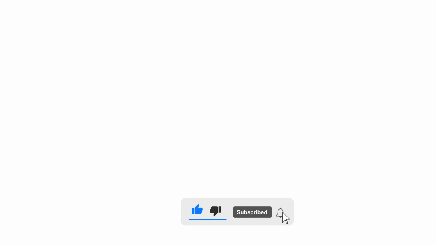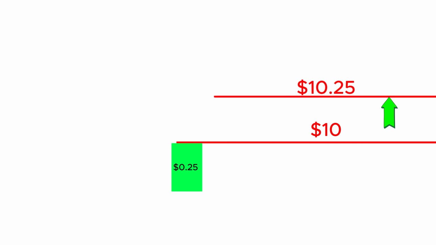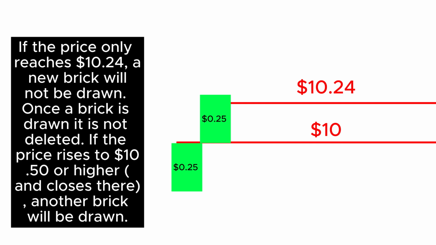For the stock example, assume a stock is trading at $10 and has a 25-cent box size. If the price moves up to $10.25, a new brick will be drawn. That brick will only be drawn once the price closes at $10.25 or higher. If the price only reaches $10.24, a new brick will not be drawn.